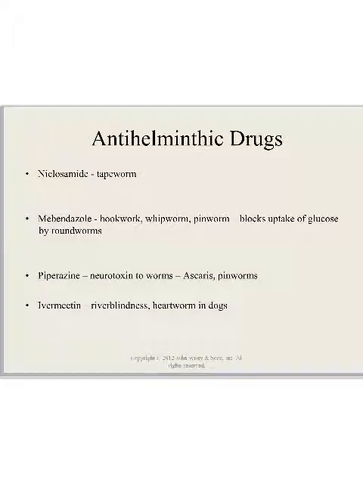Okay, now antihelminthic drugs. These are for worms. The ones that I want you to be familiar with are ivermectin and piperazine. They're used against river blindness in people, and we'll talk more about river blindness. They're used against heartworm, roundworms and pinworms. They're going to work differently, and usually we don't have worms in people. Sometimes we do, but a lot of that is veterinary practice.